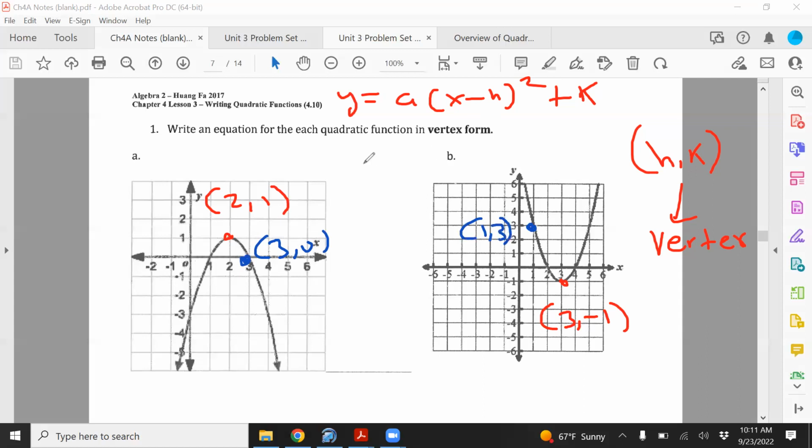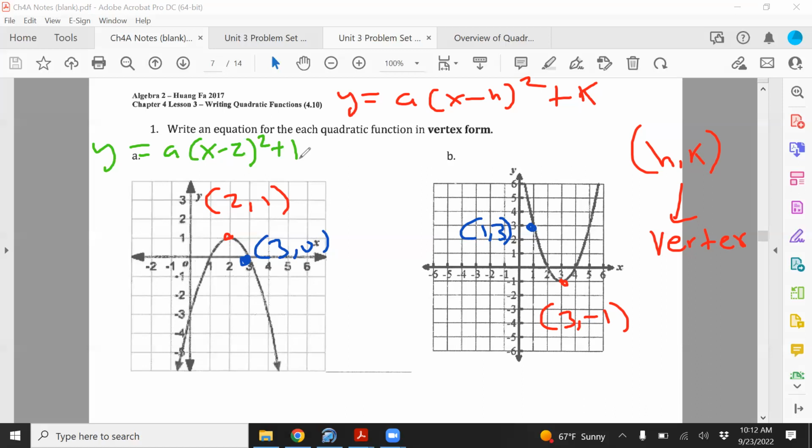So here's how I'm going to write these equations. For part A, I'm going to say y equals a times (x minus 2) squared plus 1. So I'm 2/3 of the way there, right? Because I already know what H and K are, 2 and 1. So throw it in. Does that make sense? Why do 2 and 1 go there? Yeah, because H and K is 2, 1. Just throw it in. It's the formula, right?